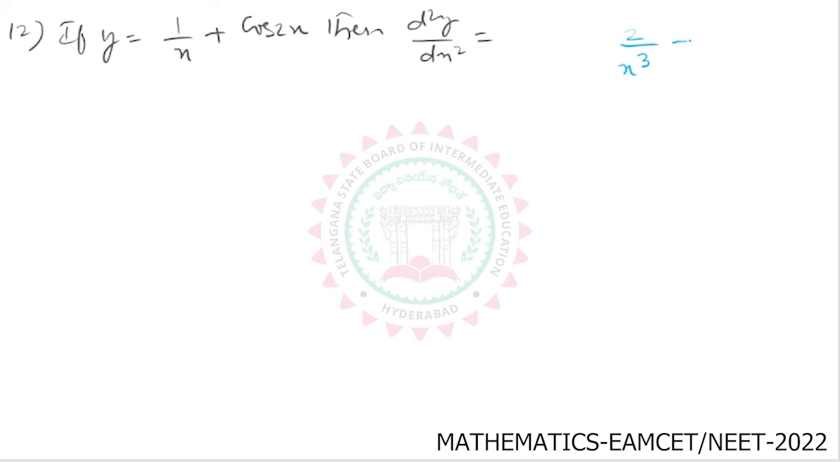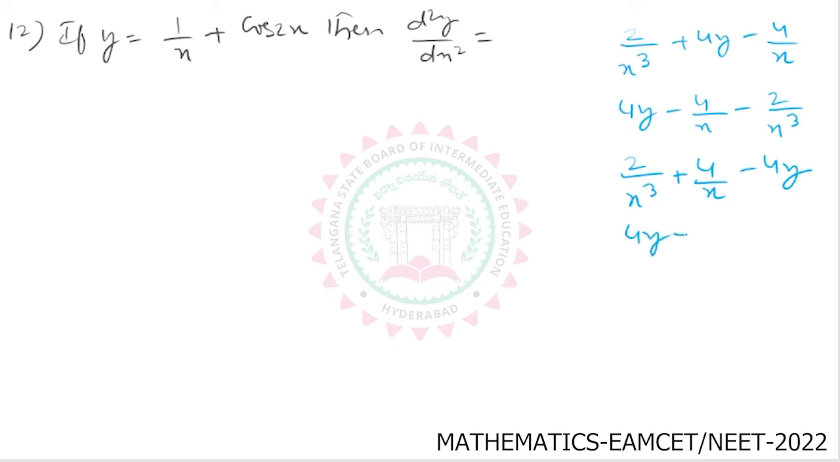If y is equal to 1 by x plus cos 2x, then d2y by dx square is equal to, the options are: 2 by x cube plus 4y minus 4 by x, 4y minus 4 by x minus 2 by x, 2 by x cube plus 4 by x minus 4y, and the fourth option is 4y minus 4 by x minus 1 by x. Okay. Now come to the solution.